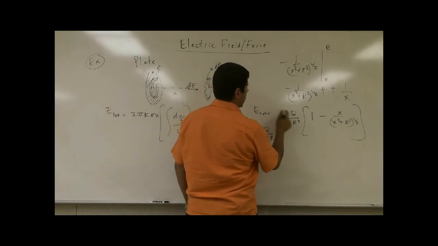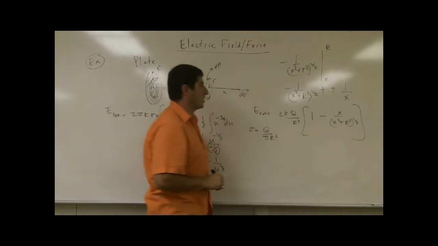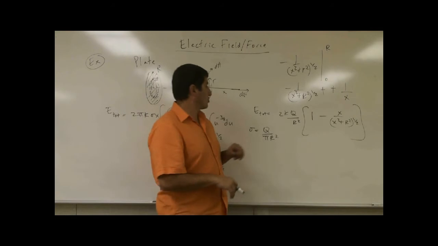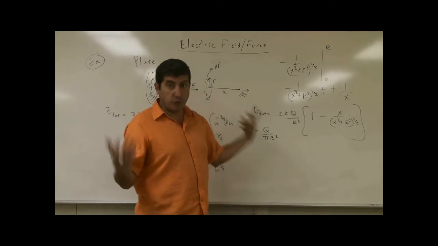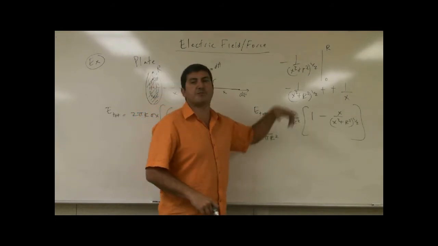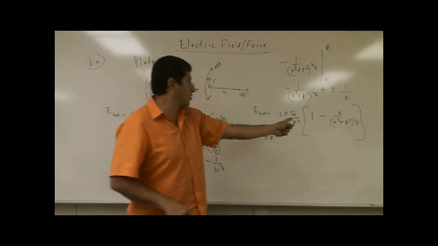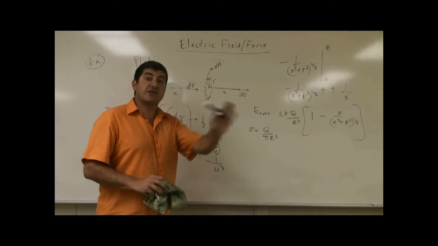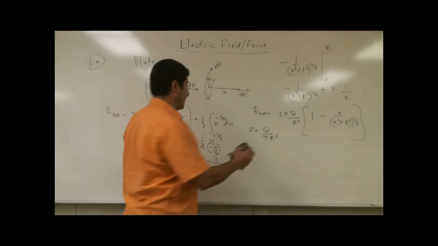So basically the final answer is 2kq over r squared and 1 minus x over x squared plus r squared to the 1/2. Now if I want to find the electrical force on a charge, then I just multiply this by the charge of that other charge, little q. Okay, so now let's find the limit of this as x goes to 0, as x goes to infinity.